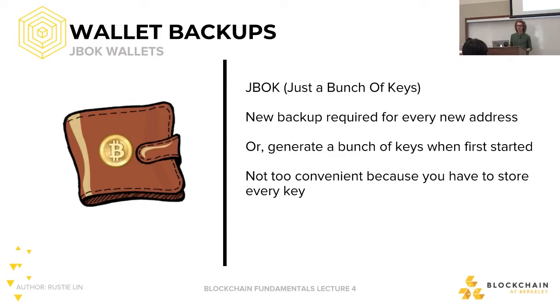So the first one is JBOK, which is just a bunch of keys. And that's a Bitcoin wallet where it literally is just generating keys as you need them. Or maybe if you want to start off and just make 50 keys, you can do that. But it's just a big list of keys. And the issue here is that every time you generate a new key, you're going to have to back that up as well. Because, you know, you've got a new key, that's new funds.